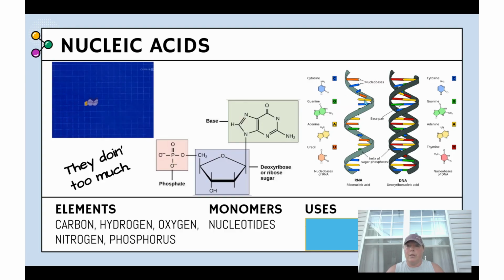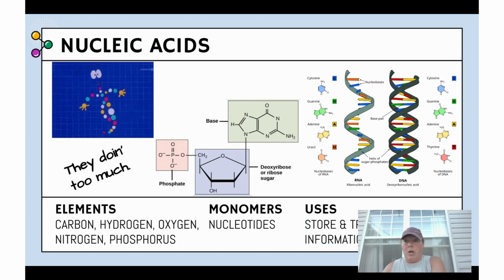That's sugars and phosphates alternating. And then in the center is your nitrogen bases. Those nitrogen bases in an RNA are single. Over here, one nitrogen base bonds to the other. So you have a double helix in DNA and a single helix in RNA.